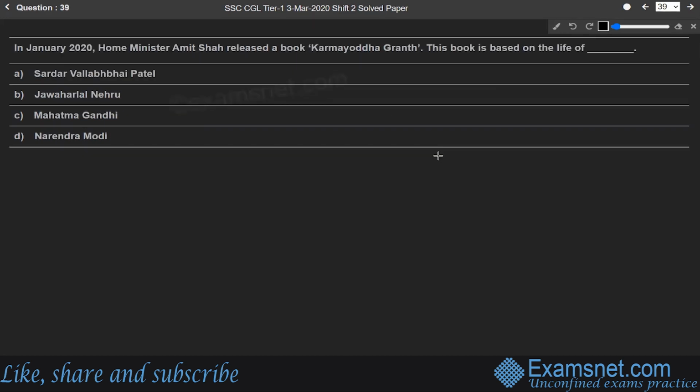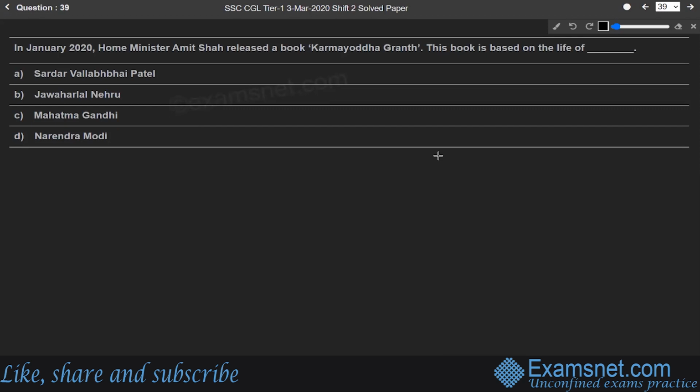Next question is, in January 2020, Home Minister Amit Shah released a book, Karma Yodha Granth. This book is based on the life of blank. And the options are Sardar Vallabhbhai Patel, Jawaharlal Nehru, Mahatma Gandhi, or Narendra Modi. All these are very famous personalities, and several books are written for each and every one of them. So let us know about the books that were written for all the personalities given here.